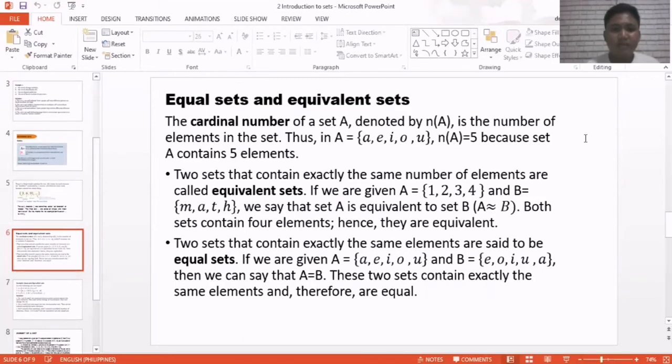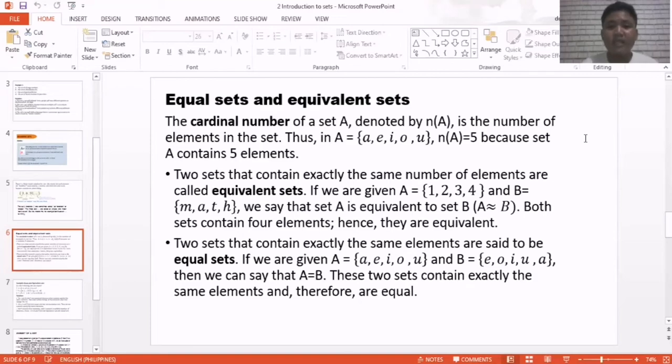The cardinal number of a set A, denoted by n(A), is the number of elements in the set. Thus, in A, the elements, or the members of the set, are A, E, I, O, U. So the number of elements or members is 5. So the cardinal number is 5. Next, two sets that contain exactly the same number of elements are called equivalent sets.